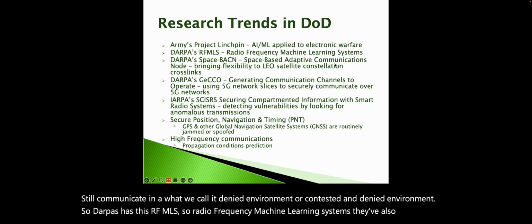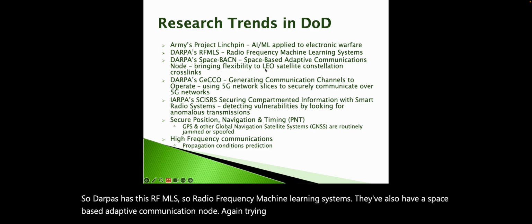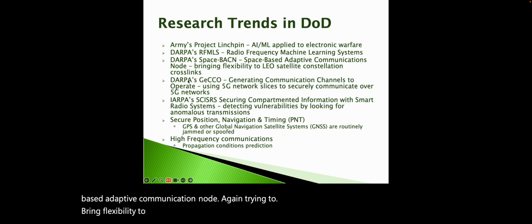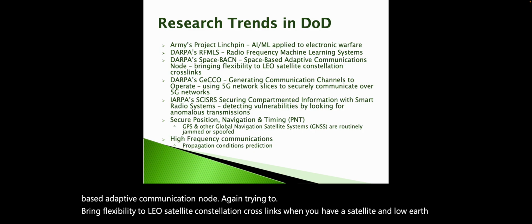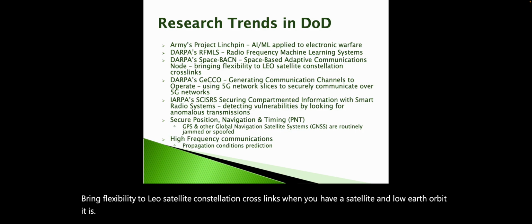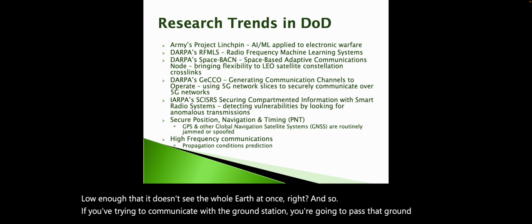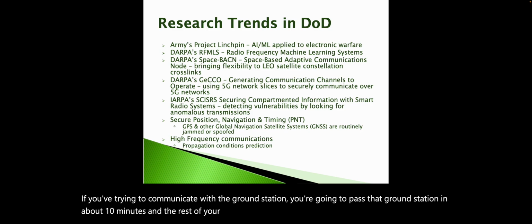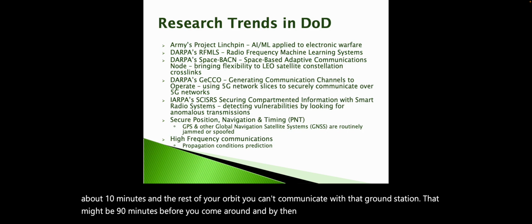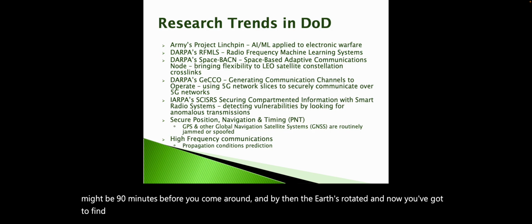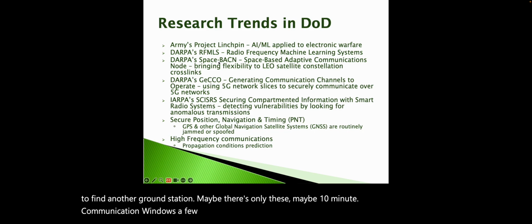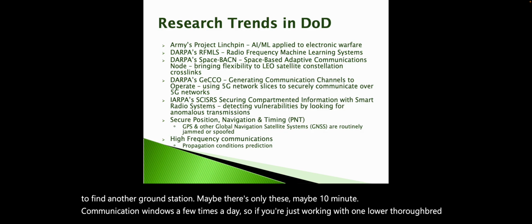They also have a space-based adaptive communication node. Again, trying to bring flexibility to LEO satellite constellation crosslinks. When you have a satellite in low Earth orbit, it is low enough that it doesn't see the whole Earth at once, right? And so, if you're trying to communicate with the ground station, you're going to pass that ground station in about 10 minutes, and the rest of your orbit, you can't communicate with that ground station. That might be 90 minutes before you come around, and by then the Earth's rotated, and now you've got to find another ground station. Maybe there's only these maybe 10-minute communication windows a few times a day. So if you're just working with one low Earth orbit satellite, you can't hardly communicate like that, right?